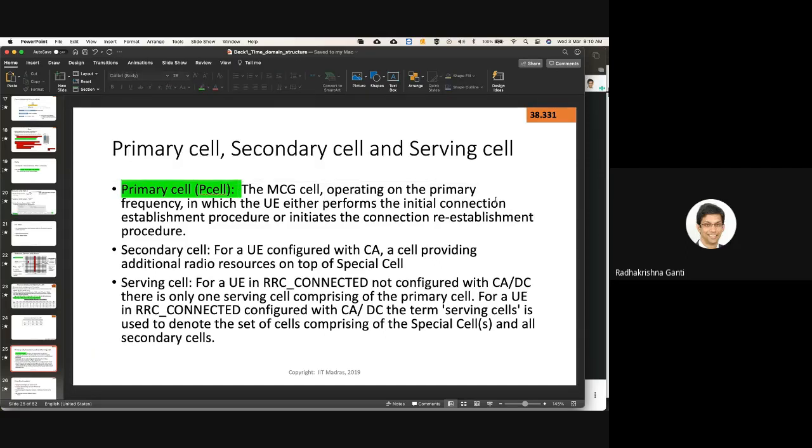P cell is essentially the primary frequency in which the UE performs the initial connection establishment procedure. The reason I'm saying this is we'll see P cell everywhere. I just want to tell you what P cell is: primary cell.